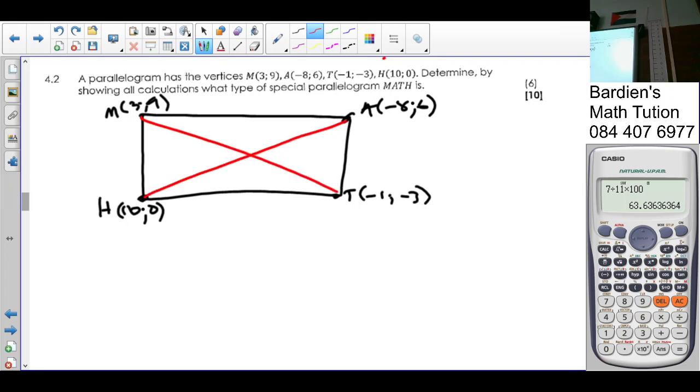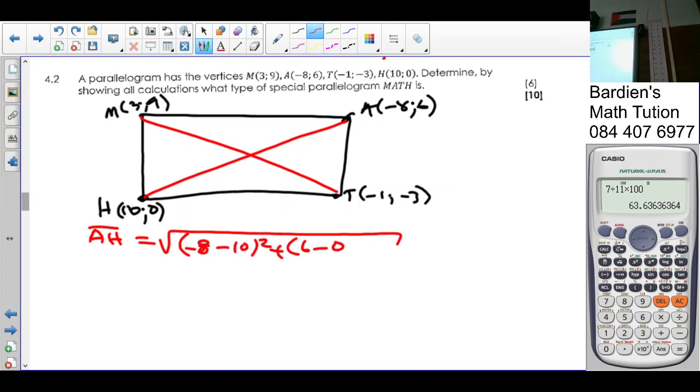So what I'm going to do is work out the diagonal, the distance of AH, using the distance formula. I've used the formula already, so I don't have to rewrite it. It's going to be x2 minus x1 squared plus y2 minus y1 squared. Then I'm going to work out MT.